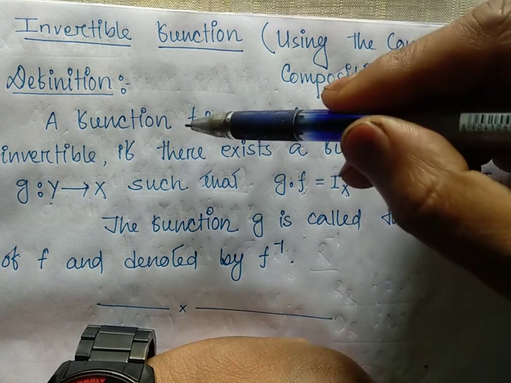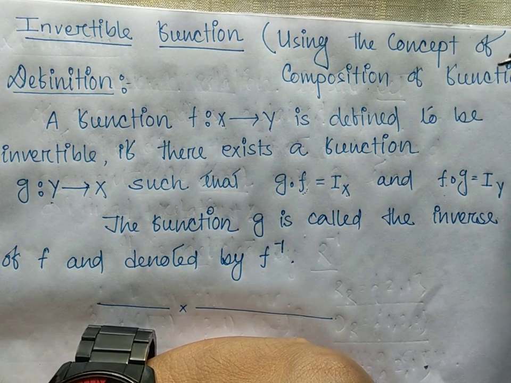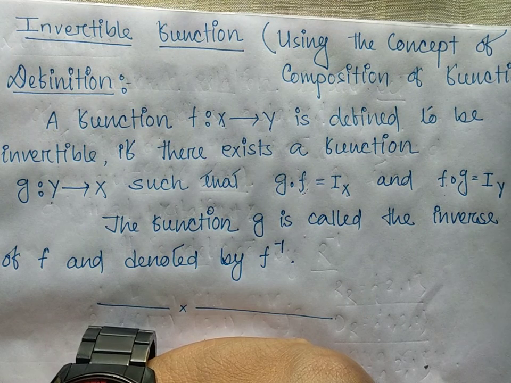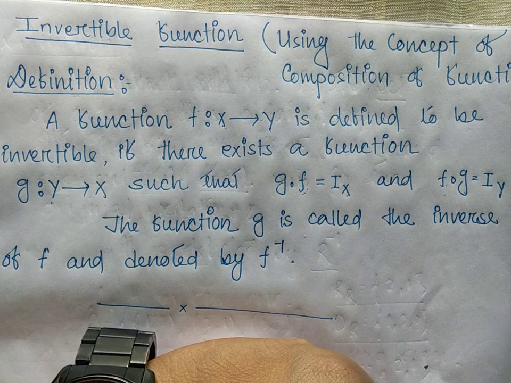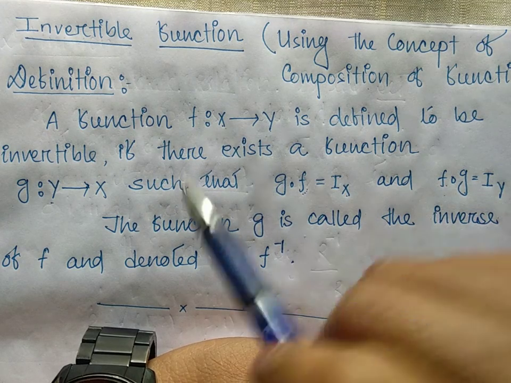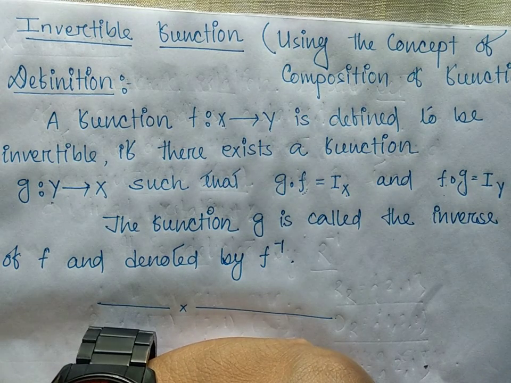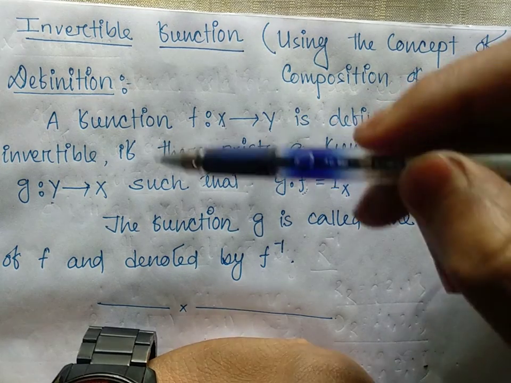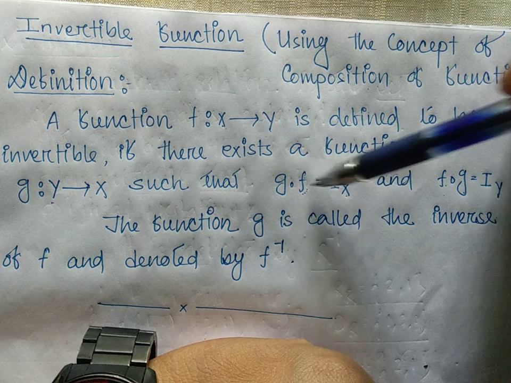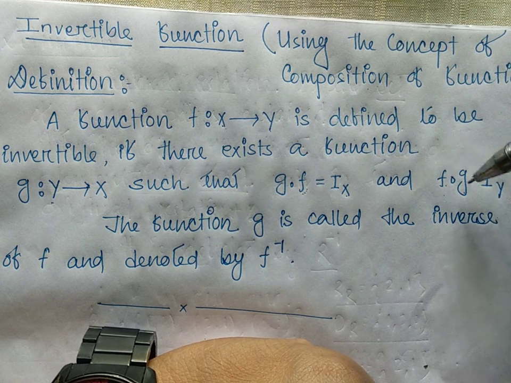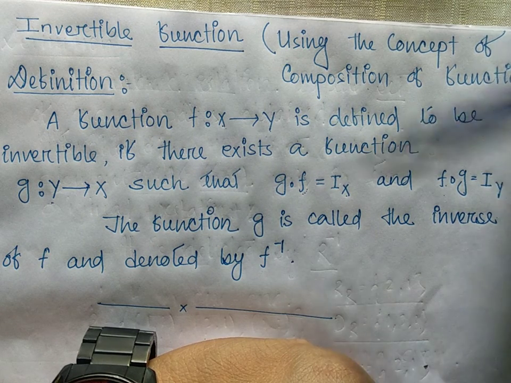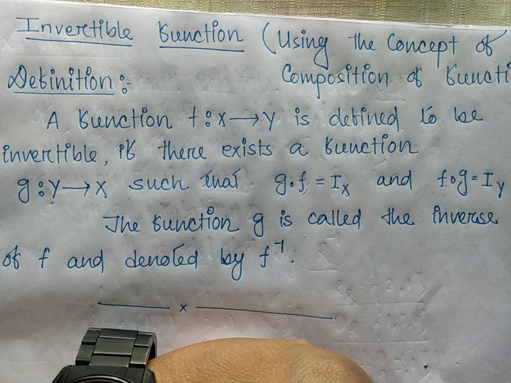Okay, suppose f is a function from X to Y, and you have to find the inverse of that function. Then we can easily use the composition properties of two functions. We can consider another function g from Y to X. But remember, both the functions should satisfy the condition g∘f is equal to identity of X and f∘g is equal to identity of Y. This condition should be satisfied.